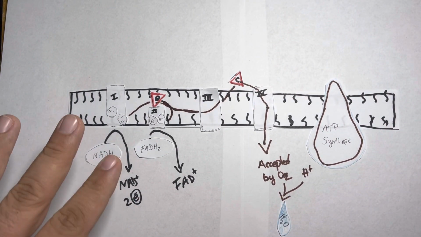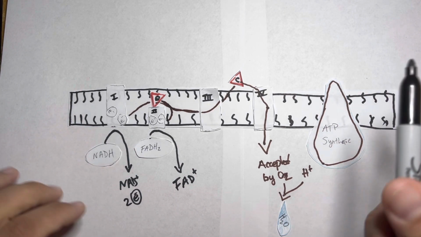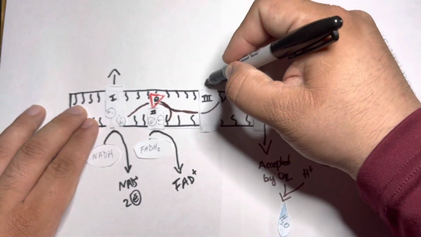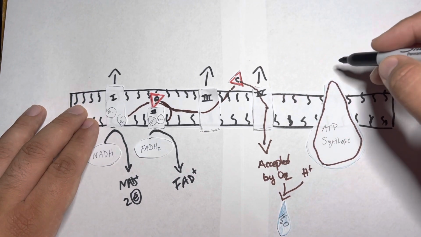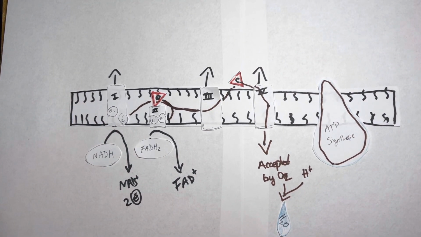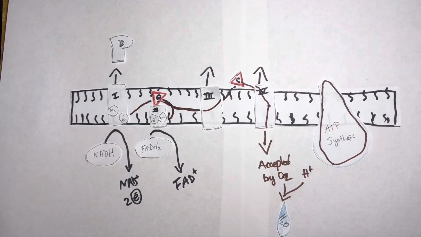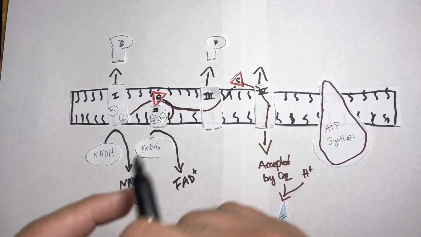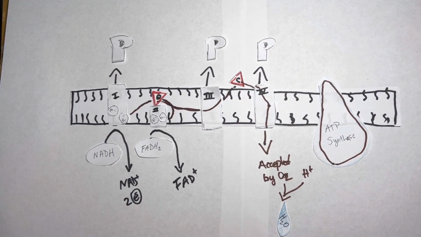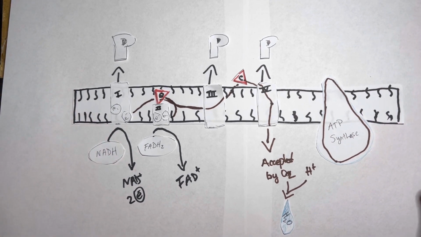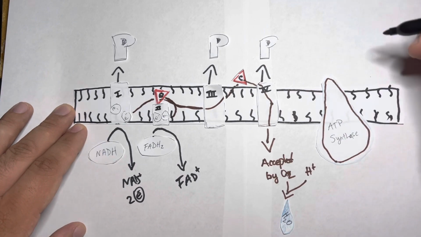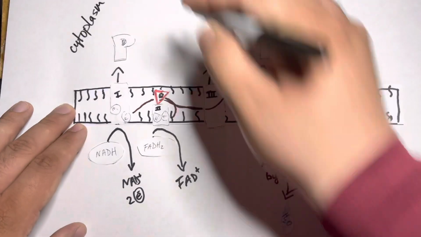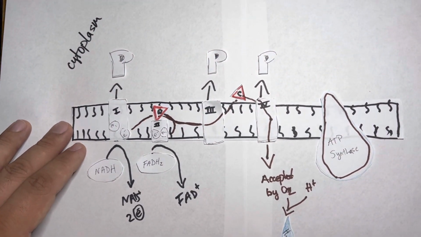Now, while this is all happening, these complexes are producing protons. So proton here, proton here, proton here. Now, literature and lecture videos have shown that these are shot into, this is the cytoplasm. Alright, can we see that? Good.